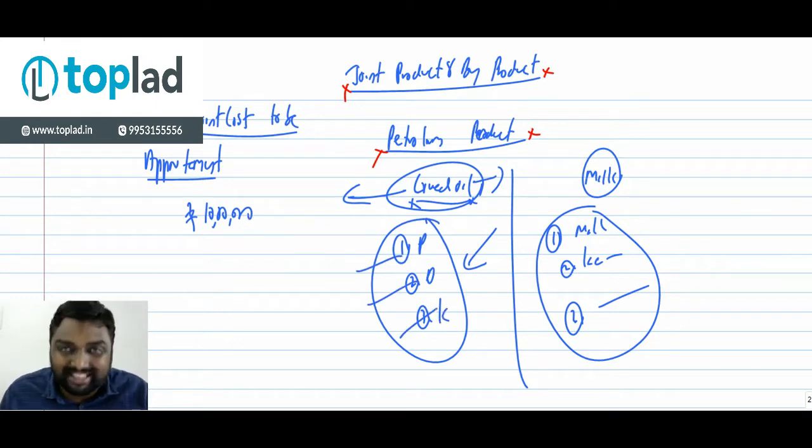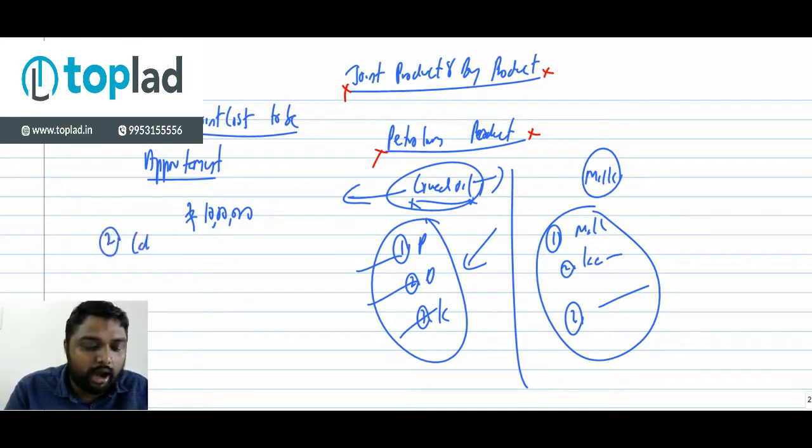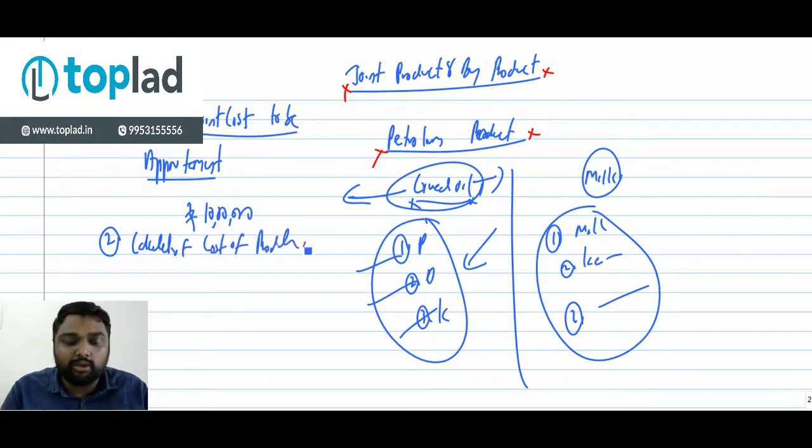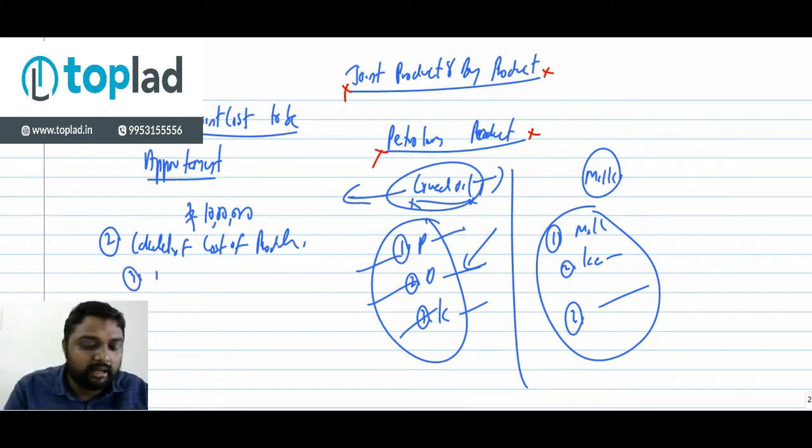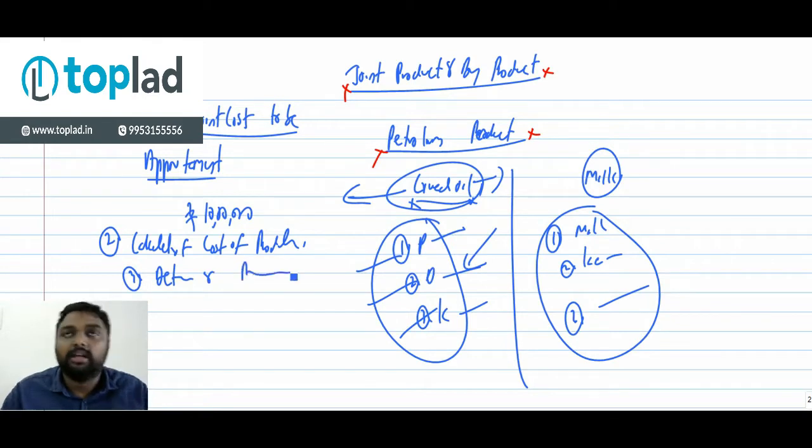Once you apportion the joint cost, next is the calculation of cost of production of each item. Because unless you apportion the joint cost, you can't calculate the full cost of petrol, diesel or kerosene. The third thing is determination of selling price and profitability margin.